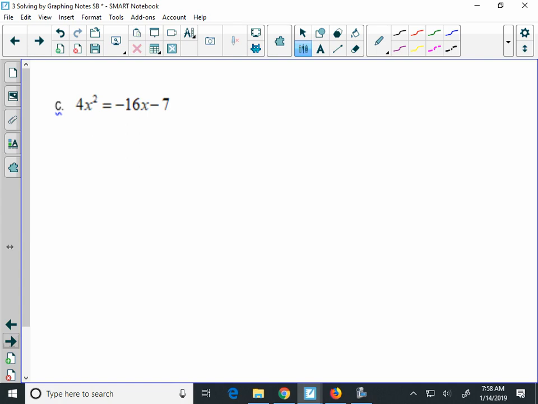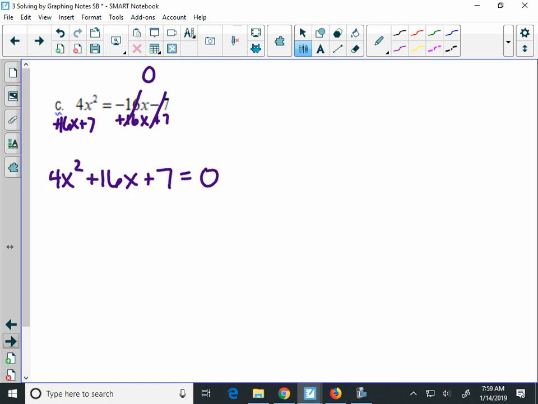Last one here, and then we'll jump to solve by graphing. 4x squared equals negative 16x minus 7. When I solve by factoring, I must have my whole equation set equal to 0. So what I'm going to do is move what's on the right-hand side to the left-hand side. When I do that, it's going to cancel out what's on the right and have it set equal to 0. So I will have 4x squared plus 16x plus 7 equals 0.